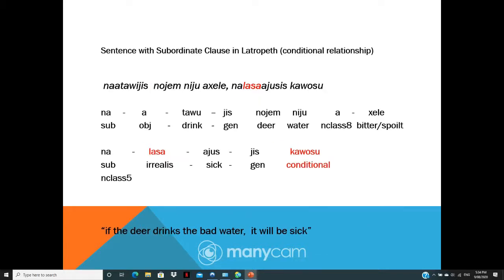Let's look at the same sentence here, but this time I've used the contracted composite version kawosu. When you're doing it this way, it only needs to appear in the effect clause, the second clause here. Naya tawu yis, I spelt it wrong again in the bit at the top, sorry, not in the interlinear gloss. Naya tawu yis noyim niwa ele na lasa yosis kawosu. Okay, it means the same thing. We're just using a variation, probably more common in colloquial speech in this dialect of Latropeth.